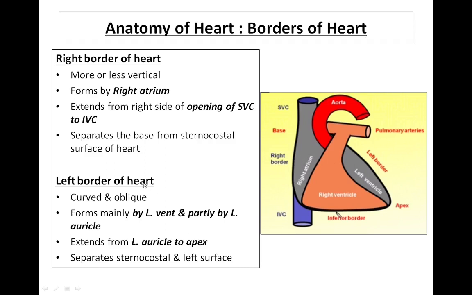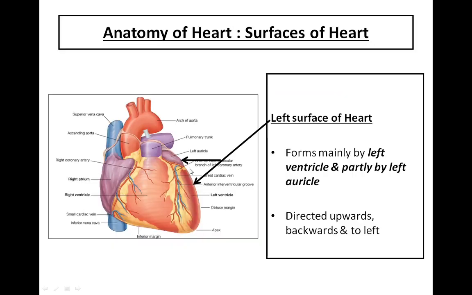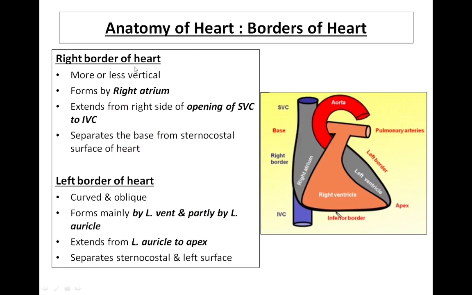Then the left border of the heart. The left border is curved as well as oblique. It is formed mainly by the left ventricle and partly by the left auricle. This is also a border. Surface is the extended part, while a border is a sharp margin. This margin is called the border, but as a whole this area is called the surface. So the left border is formed by the left ventricle and a small part of the left auricle.